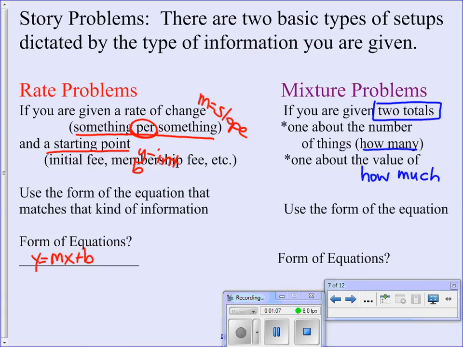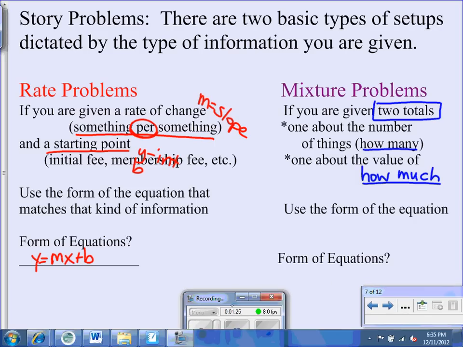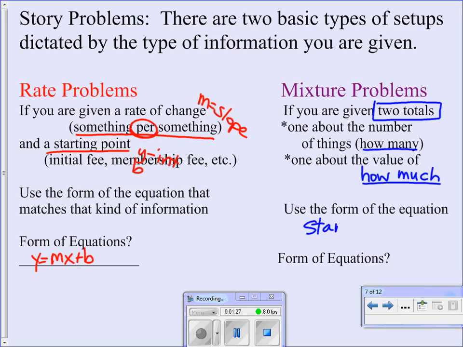And they'll tell you that you bought jeans and shirts. 12 items we said? You bought 12 different items, jeans and shirts. Then you know how much each jean was and how much you spent total. So they'll give you both of those. The form of equation you're going to want to use is standard form. And standard form is ax plus by equals c.